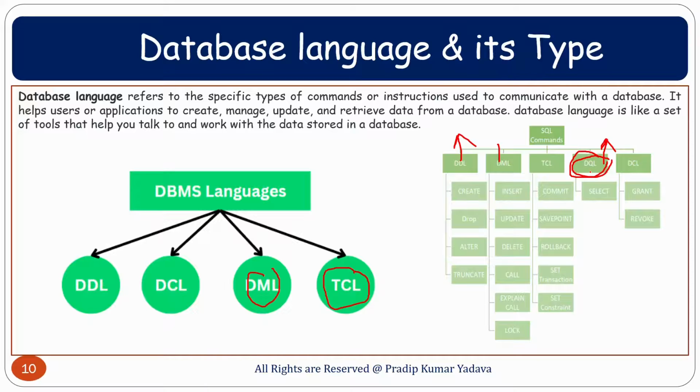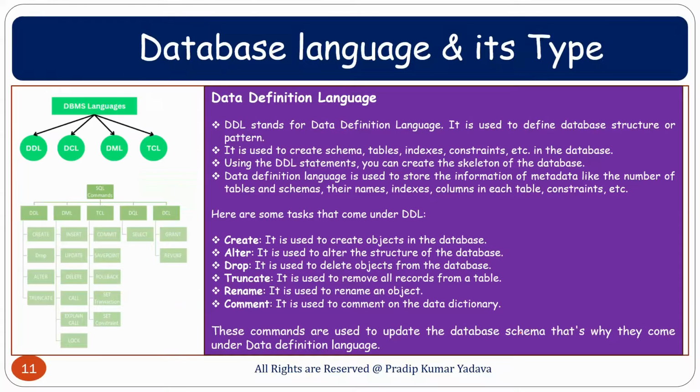So for currently we can ignore this, and this comes under the DML. Okay. Now talking about DDL, that is data definition language. The DDL stands for definition language. It is used to define database structure or pattern. It is used to create a schema, table, indexes, constraint in the database.